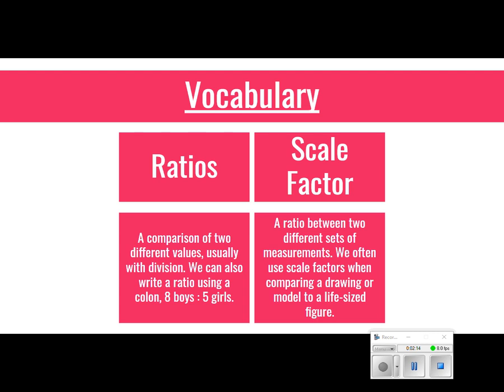A scale factor is a ratio between two different sets of measurements. We often use scale factors when comparing a drawing or a model to a life-size figure.